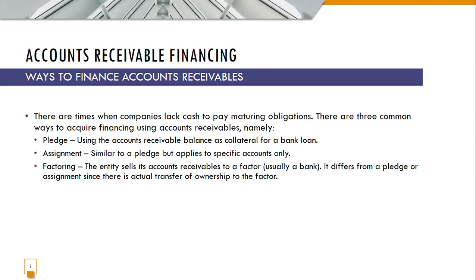You can also sell your receivables. This is called factoring. When an entity sells its receivables to a factor, which is usually a bank, it's called factoring. It is different from a pledge or assignment since there is an actual transfer of ownership to the factor. In this video, we will be doing some examples on assignments.